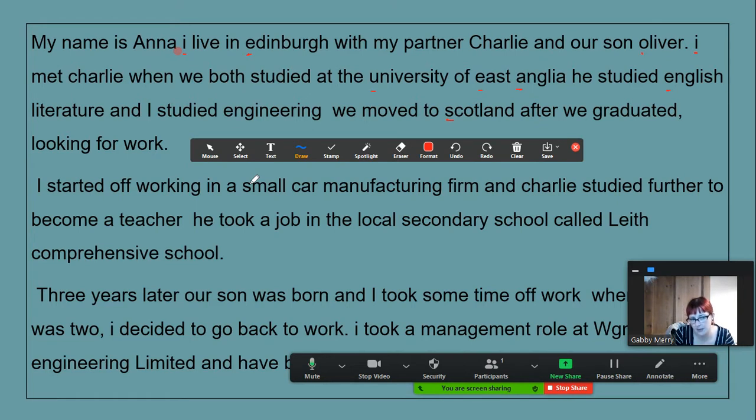Let's read the next bit, and just to really emphasize this. I met Charlie when we both studied at the University of East Anglia. He studied English literature and I studied engineering. We moved to Scotland after we graduated looking for work. Again, a really long sentence, and actually this needs breaking down.